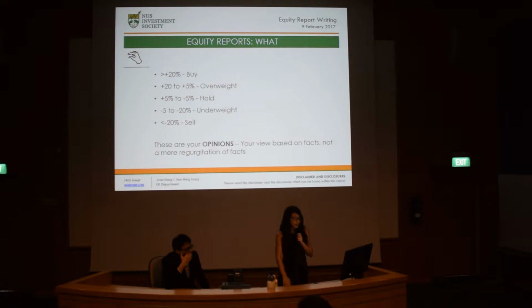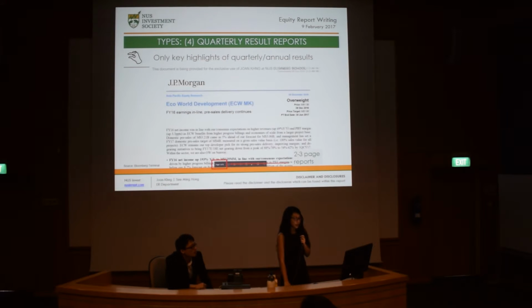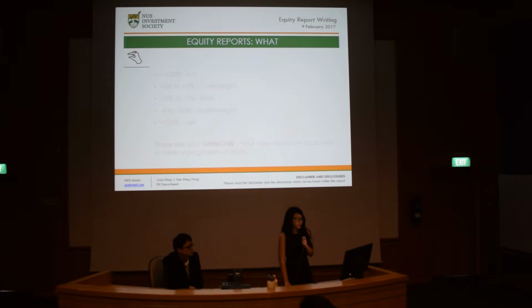So if we look at these percentages over here, it kind of recommends whether you should buy it. They use terms like overweight, hold, and sell. These are usually the opinions of the analyst. So if you look back at the quarterly report, they recommend overweight, right? So they're saying that you should buy it. And also, most of the reports are usually a buy or overweight report, because part of the incentives for analysts is not to actually sell certain stocks.